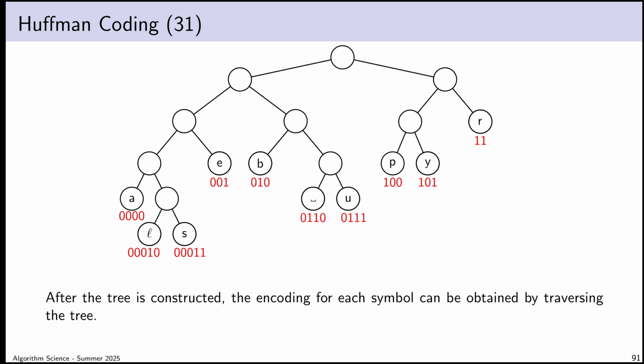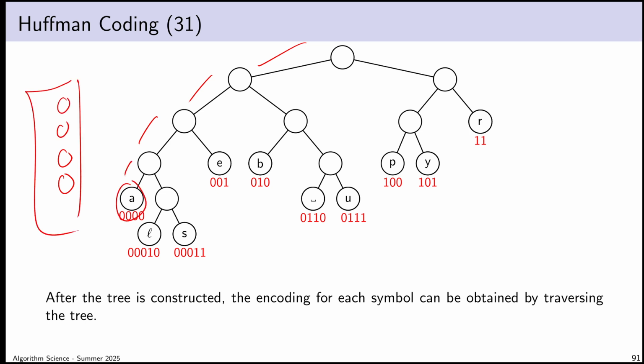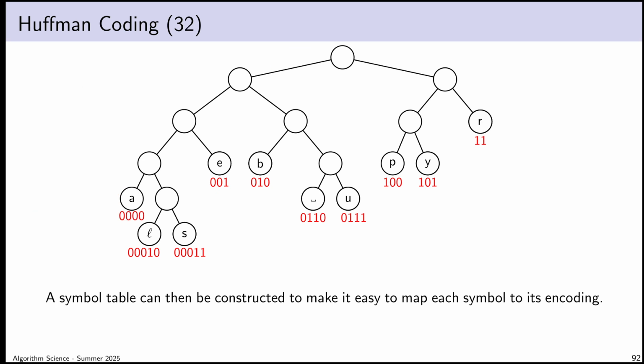I might maintain the current encoding as a stack or something. So when I go left, I push 0 on the stack, then I push 0, then 0, then 0. And if I hit a leaf, I take that encoding, and in reverse order, that's going to be the encoding of this symbol. So there is a way of doing it with one traversal of the tree to produce the encoding table. Once I have a symbol table, for a lot of reasons, it's quite convenient to say, okay, A goes to 0, 0, 0, 0. L goes to 0, 0, 0, 1, 0. S goes to 0, 0, 0, 1, 1.